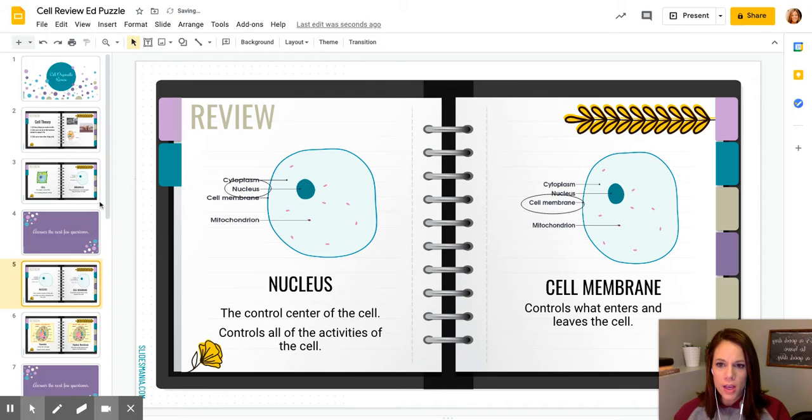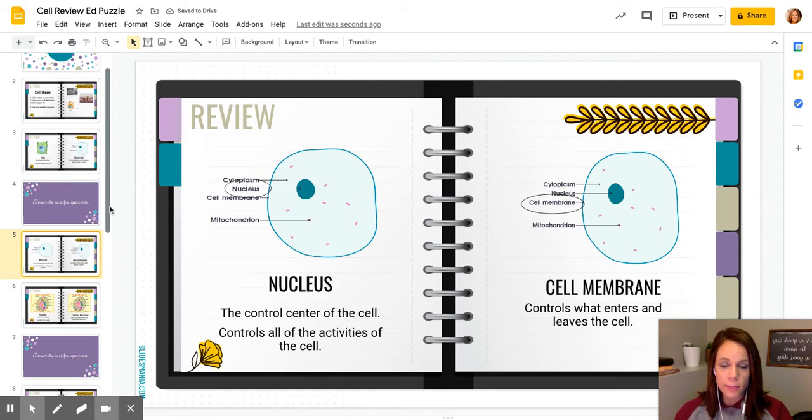Moving along. We've got the nucleus being the control center of the cell. Again, it's not always in the middle. Usually it's kind of a darkened area. But again, that controls all the activities that go on in the cell. Nucleus, or nuclei, are only found in eukaryotes. They are not found in prokaryotes.